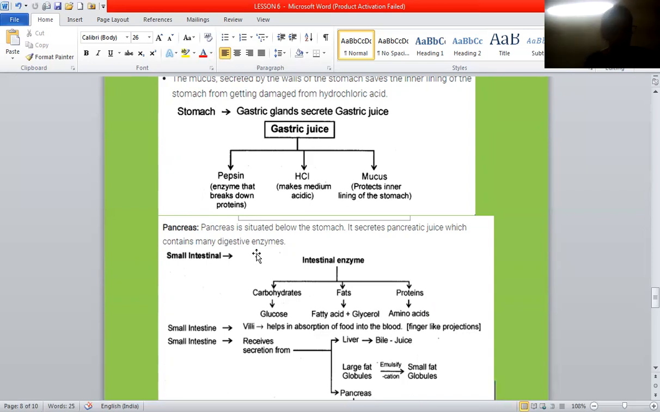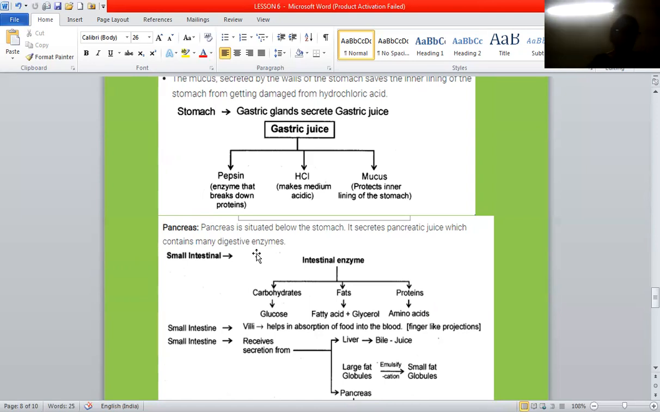The other function is that bile salts make the medium alkaline. It makes the medium alkaline in the intestine and helps the intestinal enzymes to digest the food. As you know, food which is coming from the stomach is acidic in nature. Now this bile juice is making the medium alkaline. Why is it making the medium alkaline? Because pancreatic enzymes act only in alkaline medium.